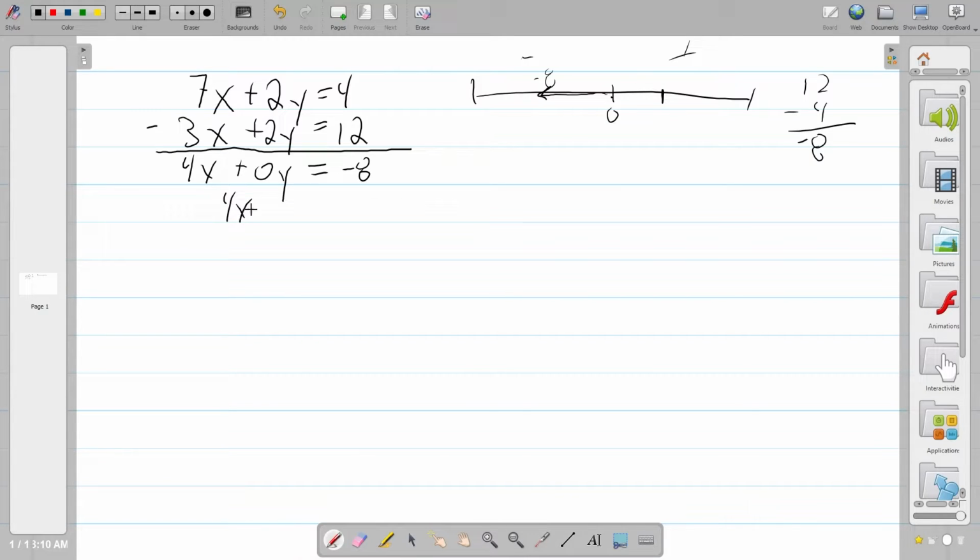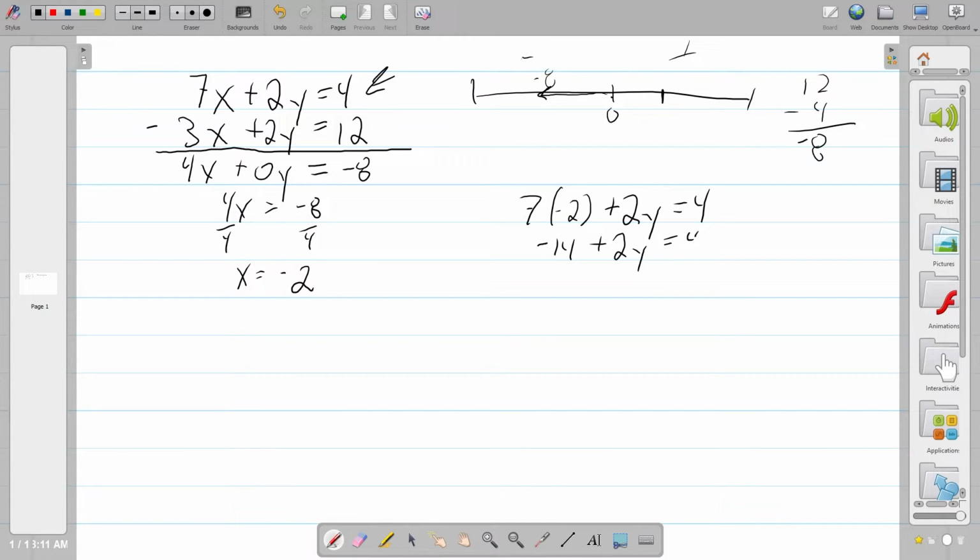So this is 4x equals negative 8. We're going to divide out the 4, divide out the 4. x equals negative 2. So that's our x value. We want to find our y value. So we'll go back to this guy. 7 times negative 2, because that's our x is negative 2, plus 2y equals 4. 7 times negative 2 is negative 14, plus 2y equals 4.